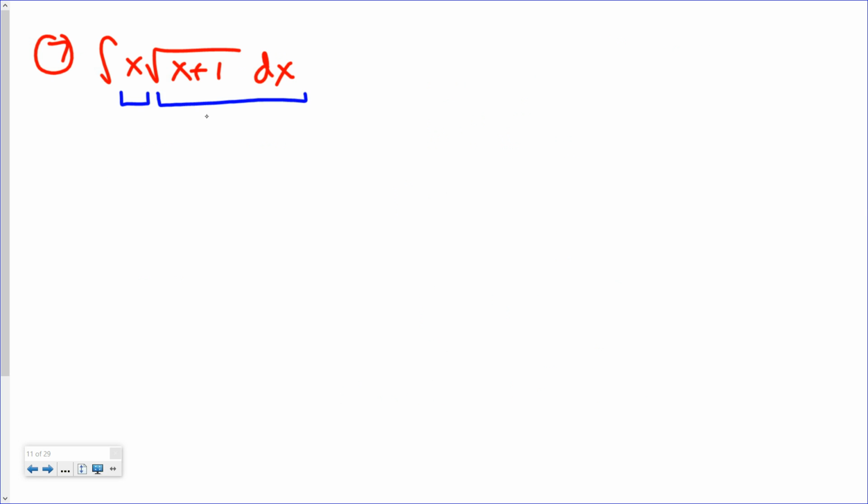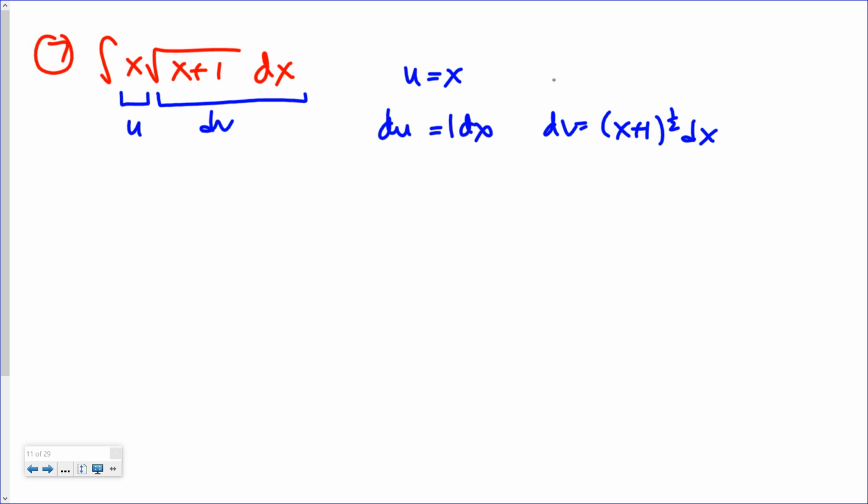All right, let's look at the same problem, but let's do integration by parts. Okay, so the same problem that we did back substitution with. I'm going to make my x my u, and I'll make this part my dv. All right, u is going to be equal to x. dv is going to be equal to x plus 1 raised to the 1/2 dx. On the left side, I'm going to take the derivative. So what I get is the derivative of x is 1 dx. And if I take the integral of dv, I get v.